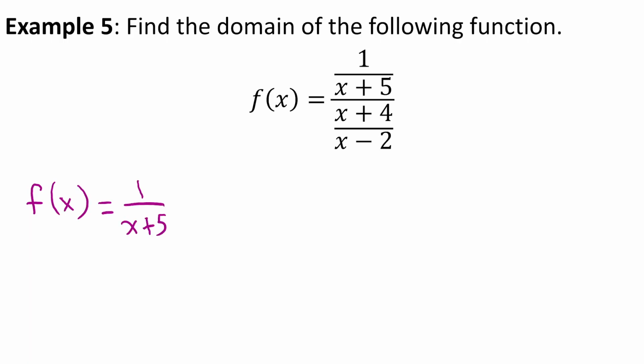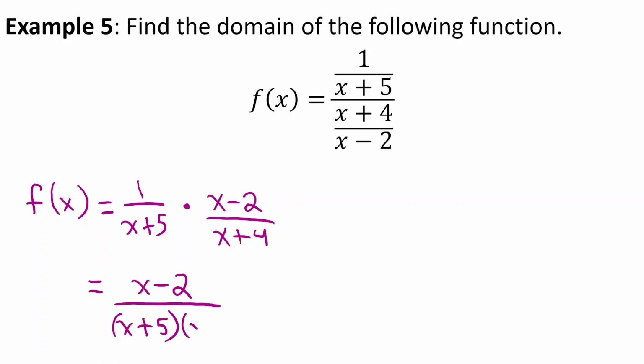But since we're dividing a fraction by a fraction, the numerator is one fraction divided by another fraction in the denominator. The 1 over x plus 5 would be there, but then we would have to change the sign from division to multiplication and flip that bottom fraction to become x minus 2 over x plus 4. Now, if we simplify this, we get x minus 2 all over x plus 5 times x plus 4.